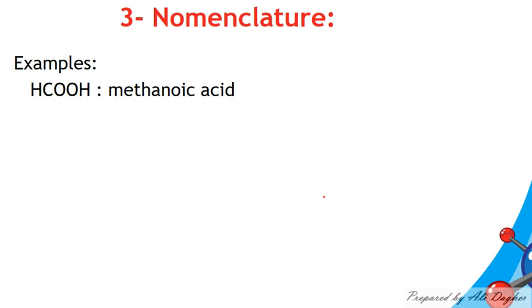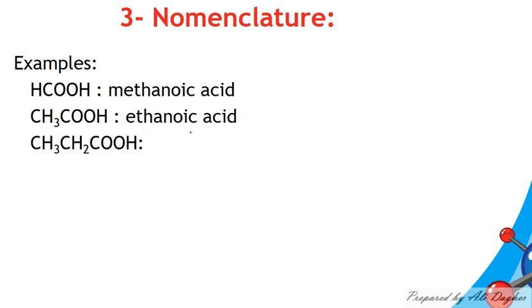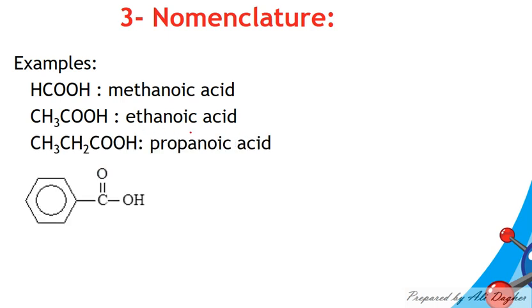HCOOH, methanoic acid. Methane is the name of the alkane formed of 1 carbon. We replace E by oic and we add acid: methanoic acid. 2 carbon, ethane, we add oic acid: ethanoic acid. 3 carbon, propane, propanoic acid.